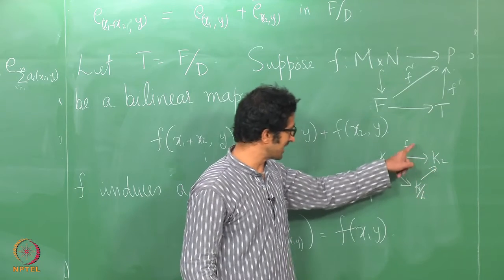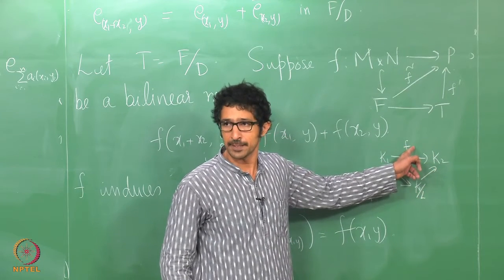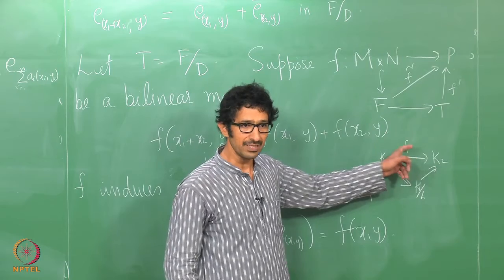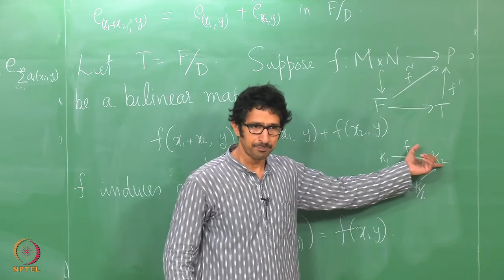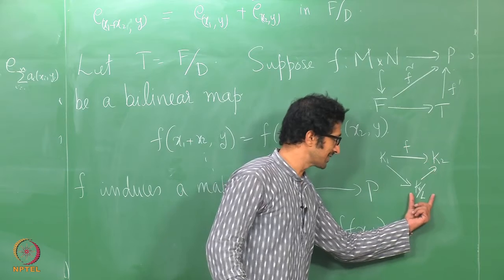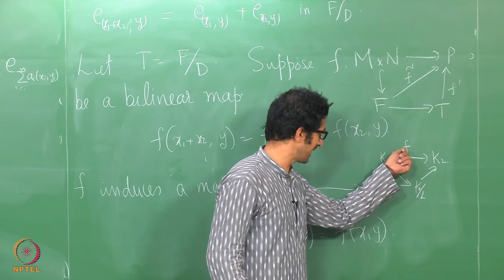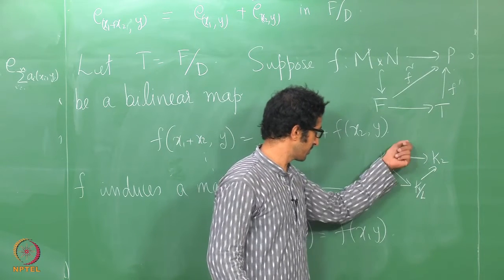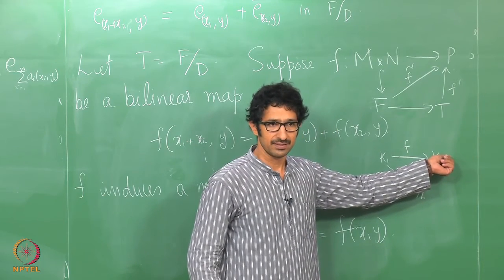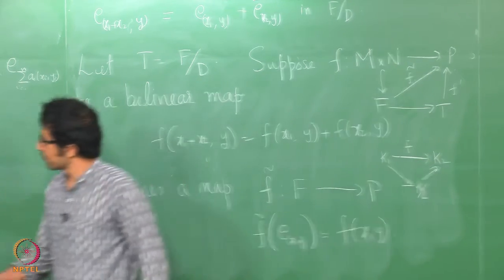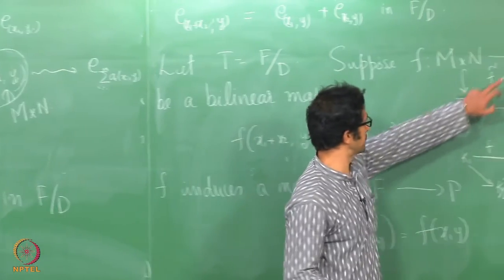If L is contained in the kernel of F, then L is naturally killed by F. Then you can always extend this map. This F will induce a map from here to here. So therefore, now I have a map from F to P.